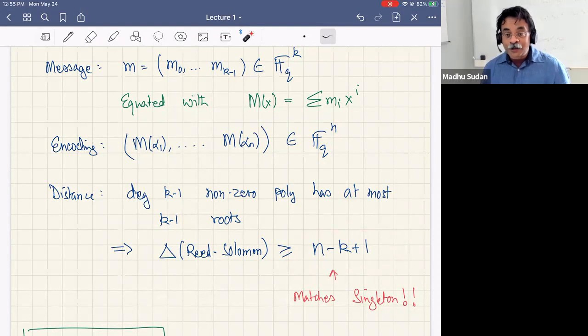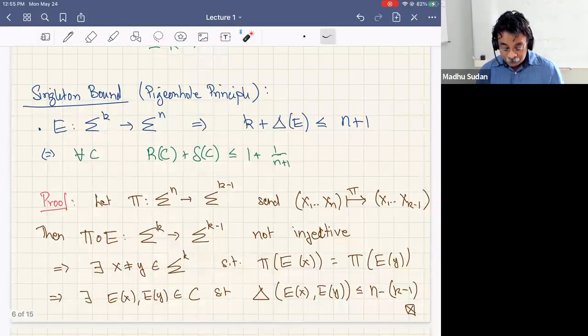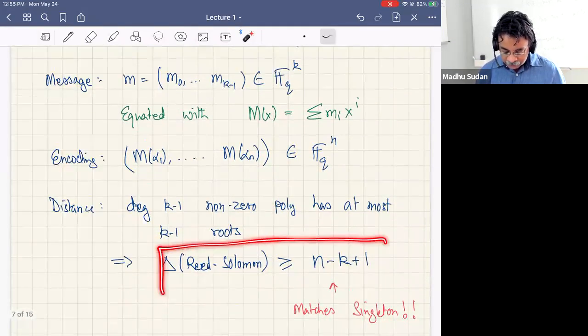So what is the moral of this story? We have codes which match the Singleton bound. We said this is the best you can achieve. Here we have achieved it.